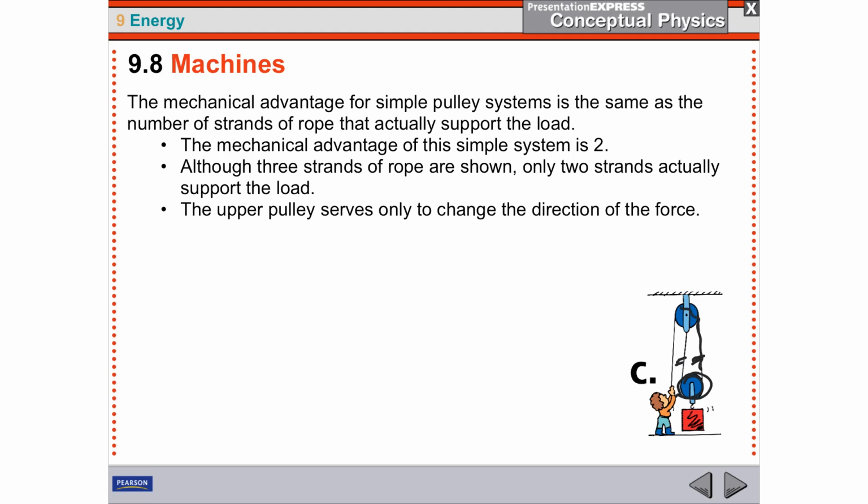And then this last one is simply redirecting the force. So this one is not increasing the amount of load because it's not actually attached to the load. All it's doing is making it easier. I don't have to hoist up the box. I can pull down a string, which is a little bit easier.